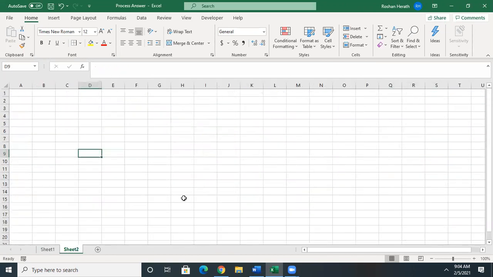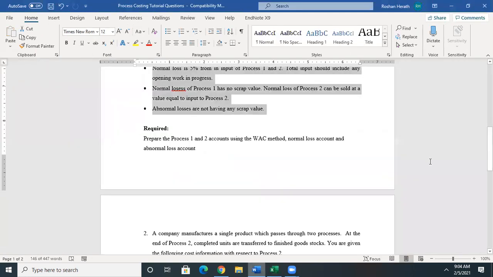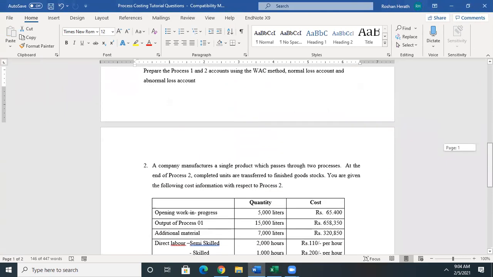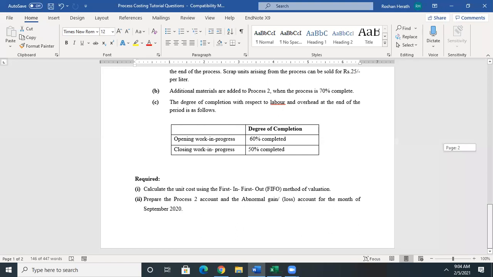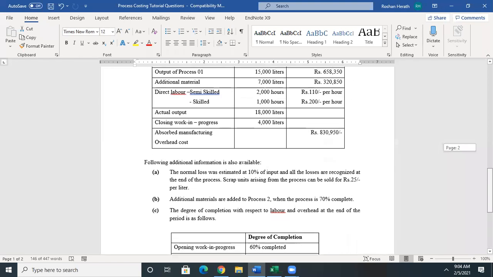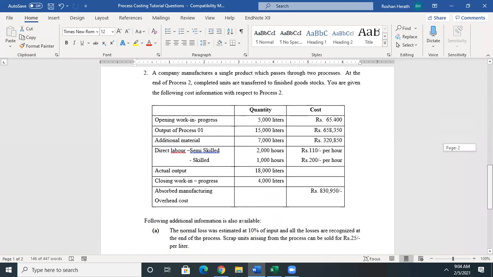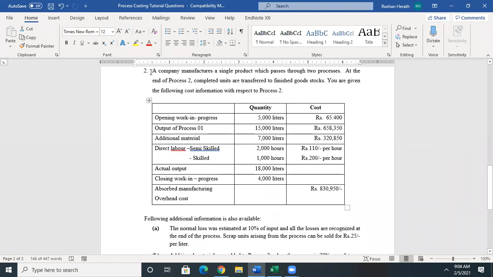Now let's look at the second question. There it asks you to work out under the, I think, FIFO method. Yeah, FIFO method. So that would be good. Then you are exposed to the FIFO method as well.